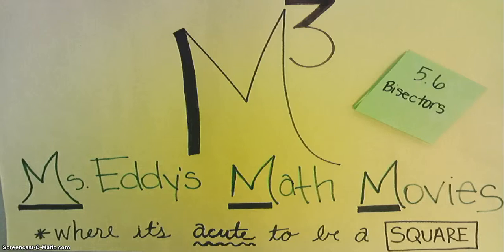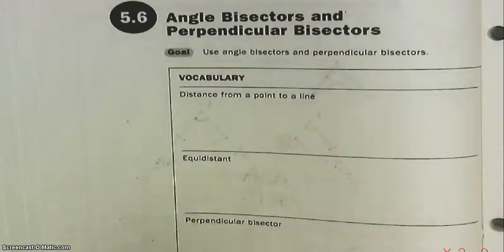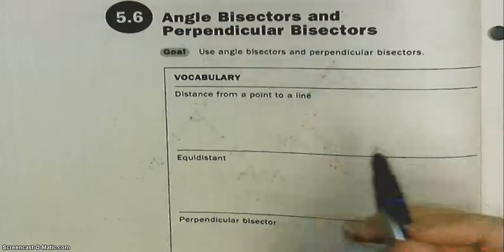Today's lesson is 5.6, bisectors. By the end of the lesson, you'll be able to use angle bisectors and perpendicular bisectors. In order to talk about these bisectors, we need to define a couple things first.